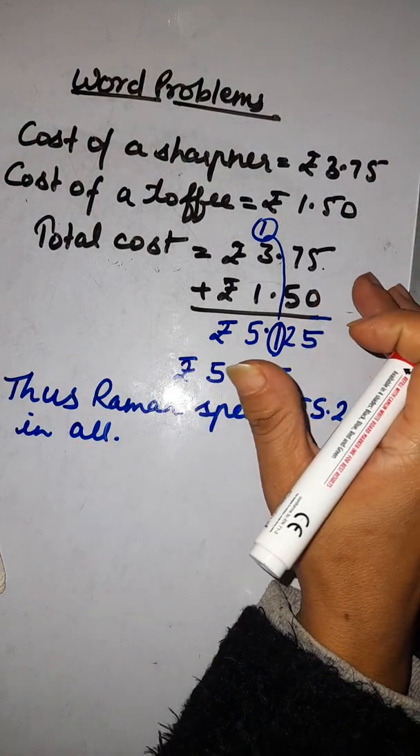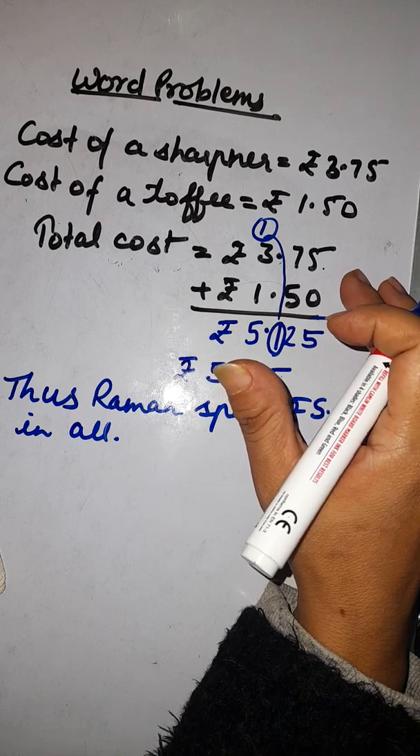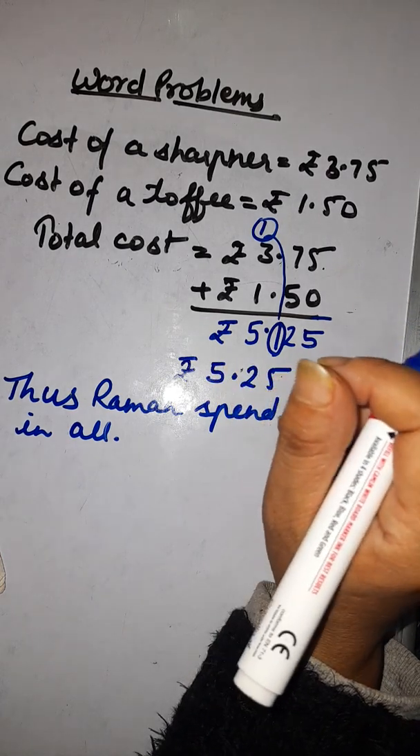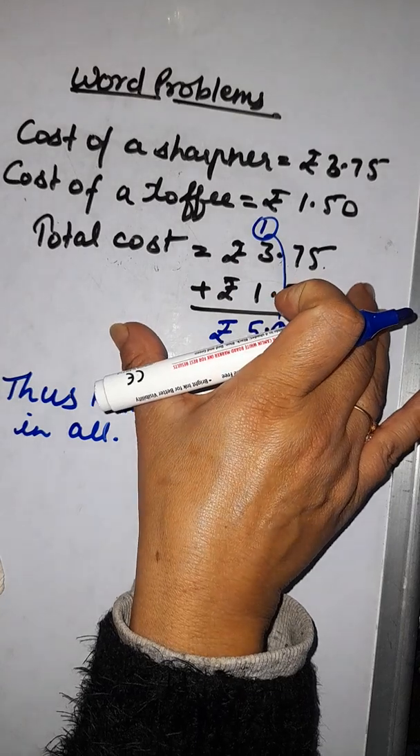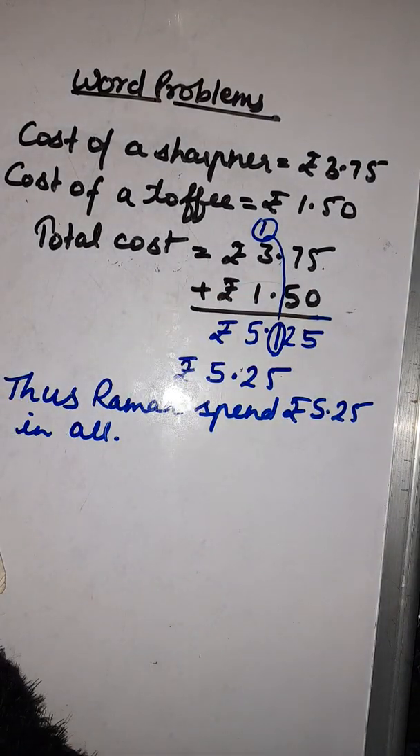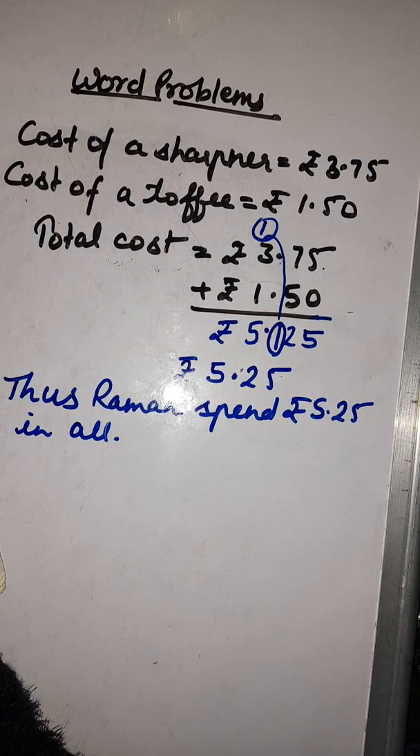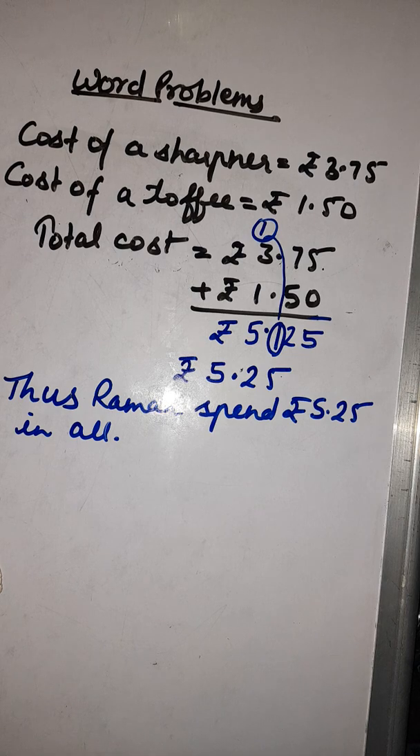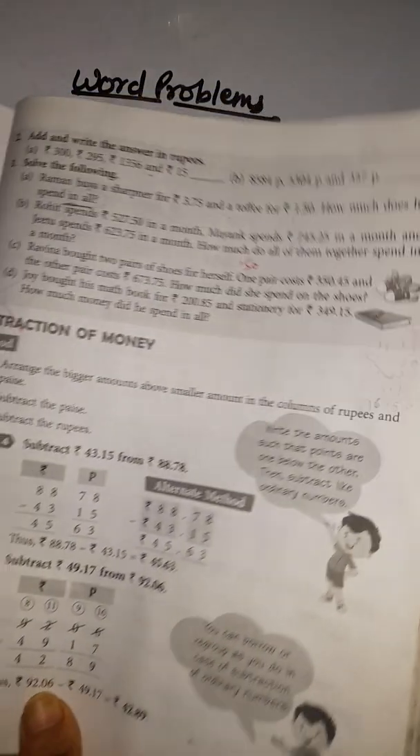First, we will write the statement which the question is asking. After that, we'll apply the operation. It means whether it is addition, subtraction or multiplication. We'll read the question carefully and observe which operation we have to apply. After that, we'll write the last statement. Understood, everyone?